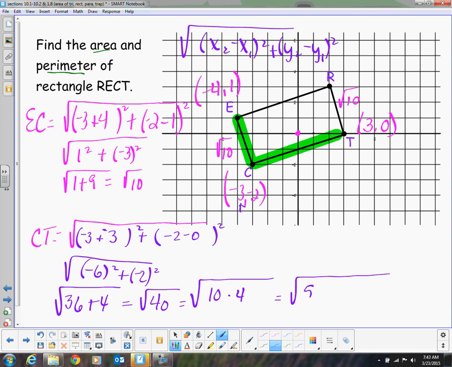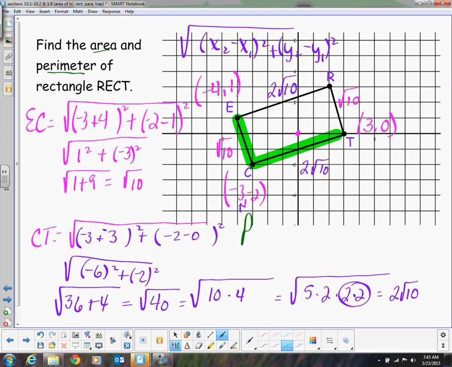5, and 4? 4, what are the factors? 5. Okay, what was multiplied by itself? So that's 2 square roots of 10. So this is 2 square root of 10. What is this side? Right, what's 5 times 2? Okay, so now, how do we get perimeter?